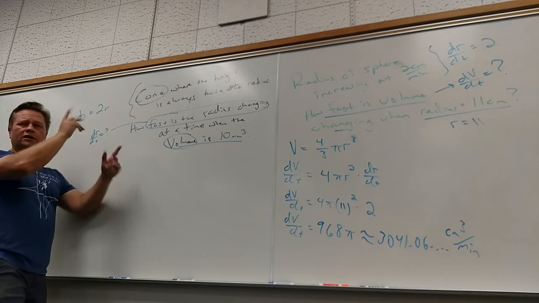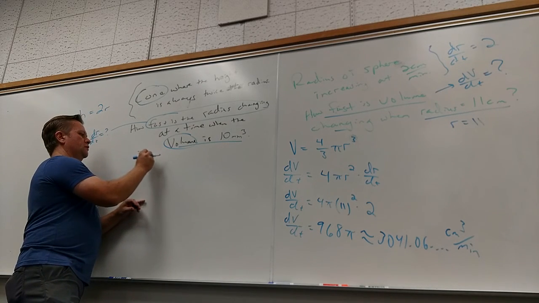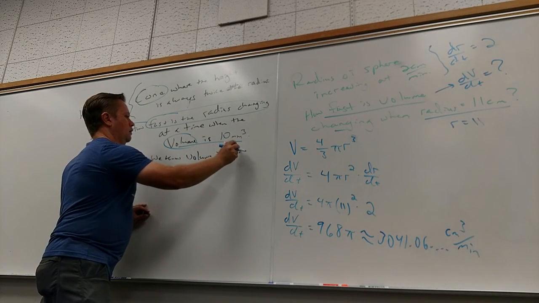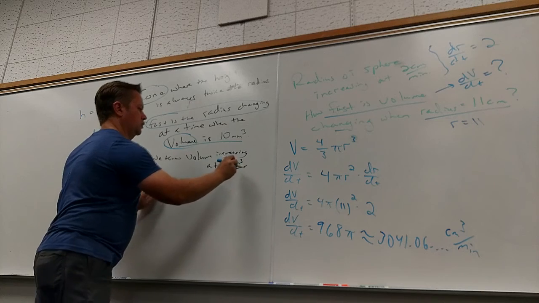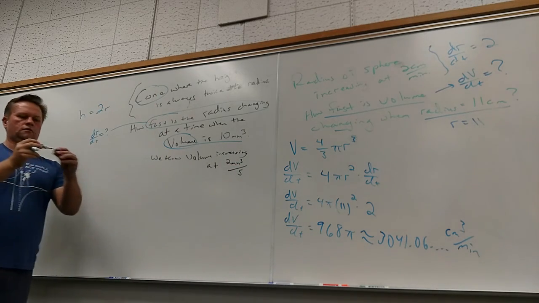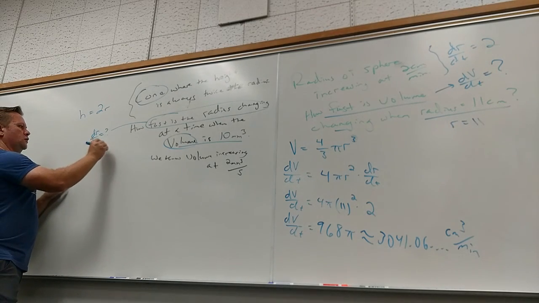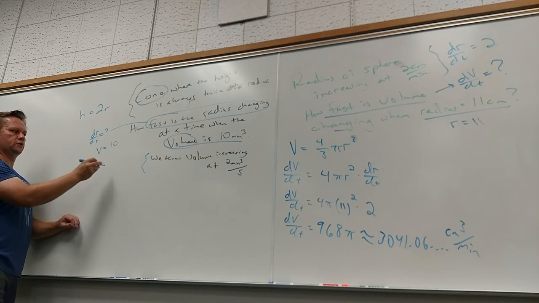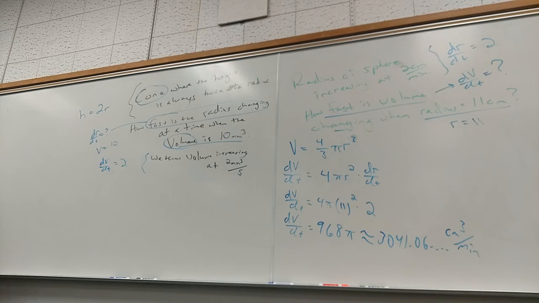Volume's 10. Oh, I got to tell you one more thing. Sorry. So this is the danger of trying to make up a problem. We know volume increasing at 2 cubic millimeters per second. Okay. So they tell me the volume is 10. And how do I write that in symbols? dV/dt is 2. Don't worry about the units in the middle of the problem. Yeah, okay.